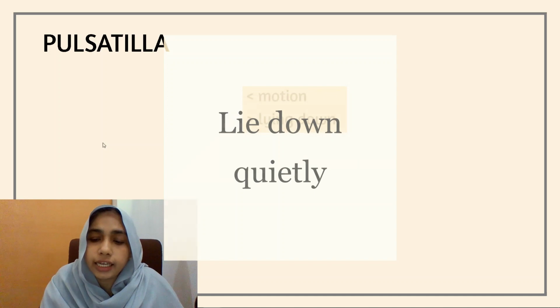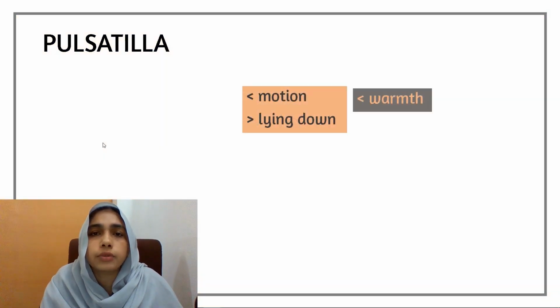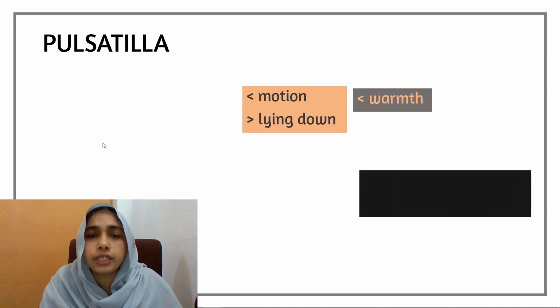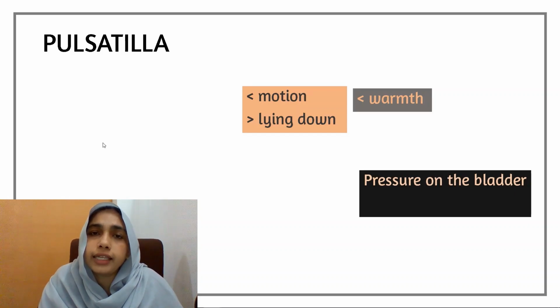The patient is chilly, but they cannot tolerate warmth. They may be feeling chilly, but they will ask you to switch on the AC or fan. They may want the doors and windows open. So they want to lie down quietly, and they can't tolerate any motion. They can't tolerate warmth. Now, Pulsatilla patients will have a sensation of pressure on the bladder. Due to that, they will have this frequent urging to urinate.